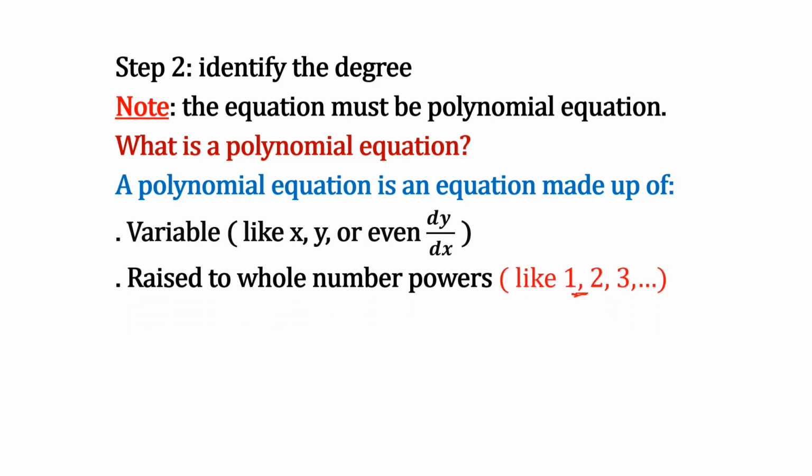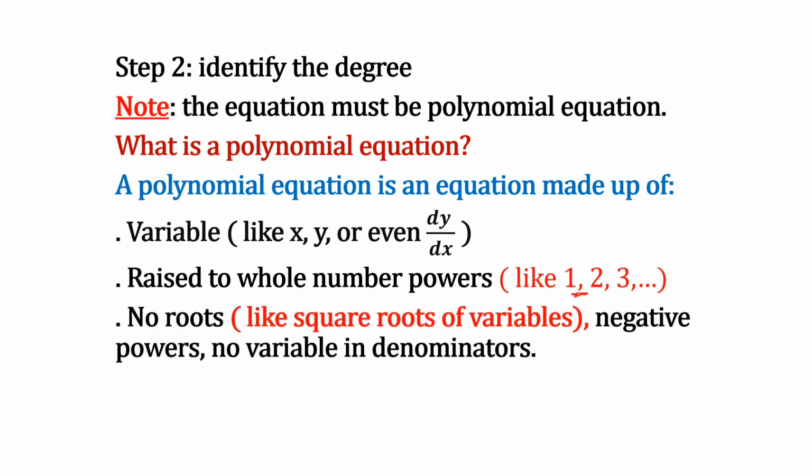Two, the powers in a polynomial equation must be whole numbers. It must not be a fraction. Take note, it must not be what? Fraction. It must be whole number. A polynomial equation must not have roots. It must not do what? Have roots. It must not have negative power. Negative what? Power. It must not have negative power. It must not have what? Roots. No roots, no negative power, and no variable in the denominator.